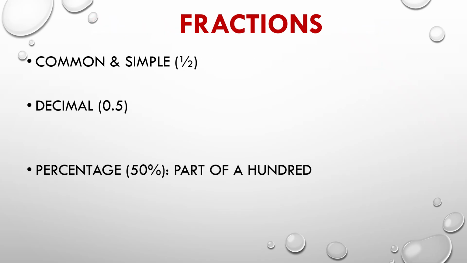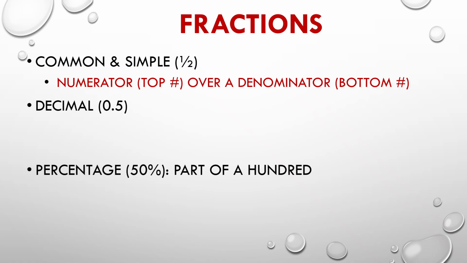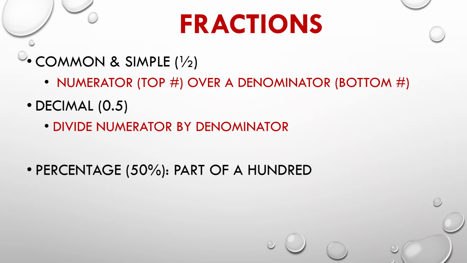So first of all, looking at fractions. So we have common or simple, so these are the same thing, but you will likely see both terms used. A common fraction and a simple fraction is where the numerator, which is the number on top, is over the denominator, which is the number on the bottom. So this is where the numerator is going to be smaller than the denominator. It can also be listed as a decimal. So this is just going to divide that numerator by the denominator.